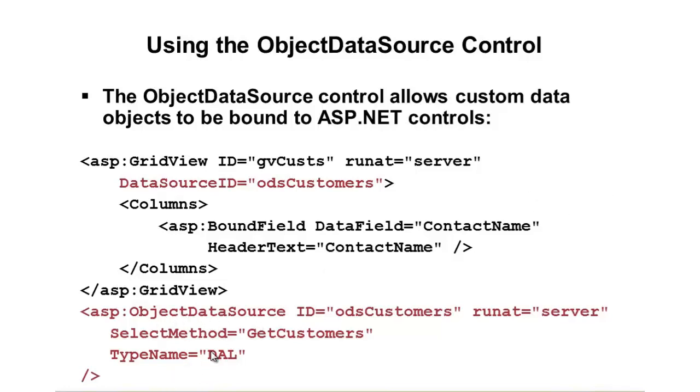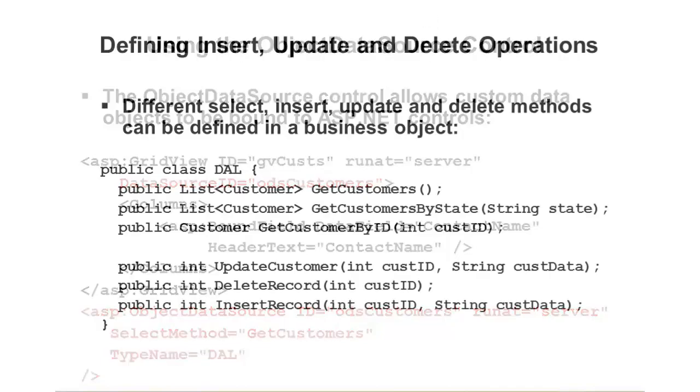But the difference here is that the object data source, as you can see down here, ties in to the grid view. In this case, it's going to bind the data to that grid view, but you'll notice it has this select method and type name. The type name represents the class we want to call. This is our DAL, our data access layer class name. The select method represents the method that we want to call to do select statements. And then of course you can also have delete, insert, and update as well.